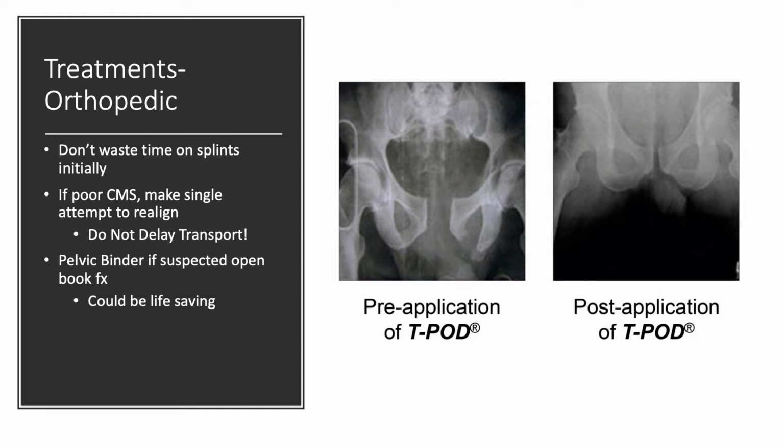One piece of equipment that shouldn't be overlooked that could be potentially life-saving is a pelvic binder. So apply the pelvic binder to anybody you suspect has an open book fracture. If you look to that picture to the right, before and after application of a T-POD, which is just one of the versions of the pelvic binder that's out there, it can really slow hemorrhage and help control internal bleeding and maybe buy those patients some time to get to an OR.